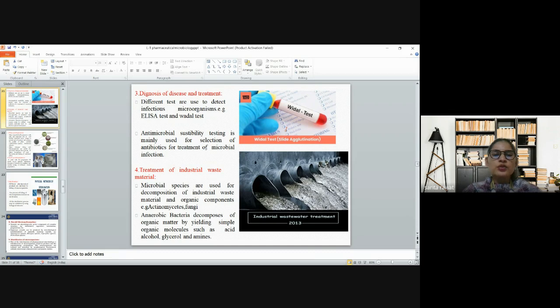Then the fourth use is treatment of industrial waste material. Some microbial species are used for decomposition of industrial waste material and organic compounds, for example actinomycetes and fungi. Anaerobic bacteria decompose organic matter by yielding some organic molecules such as acids, alcohols, glycerol, and amines.